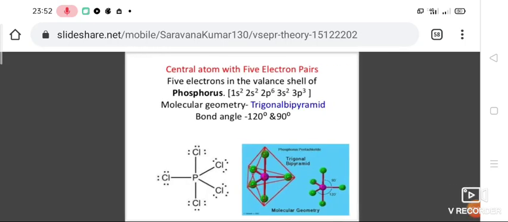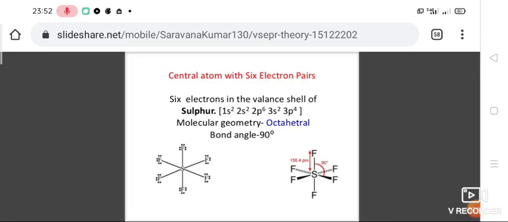Central atom with 5 electron pairs. Phosphorus pentachloride. It has trigonal bipyramidal shape. Bond angle is 120 degrees and 90 degrees. Sulfur hexafluoride. When you see sulfur hexafluoride, it has octahedral shape.